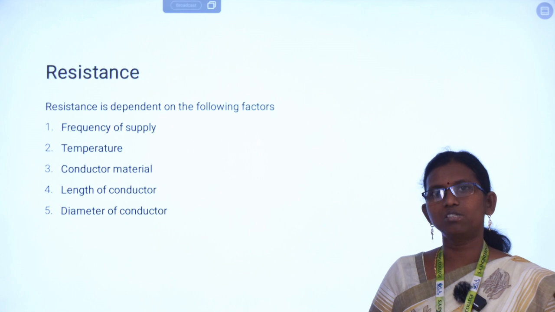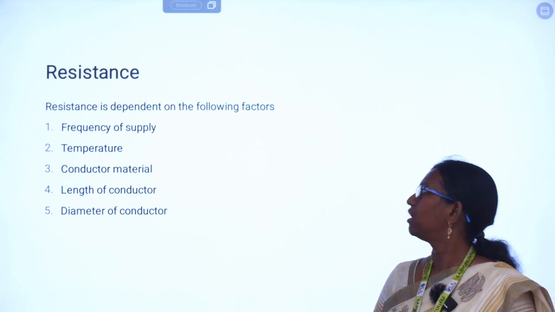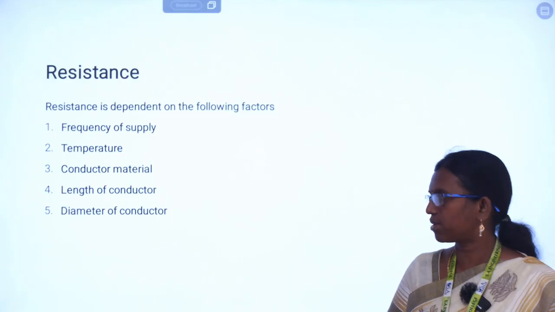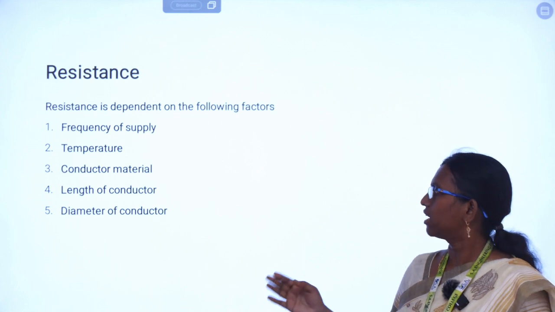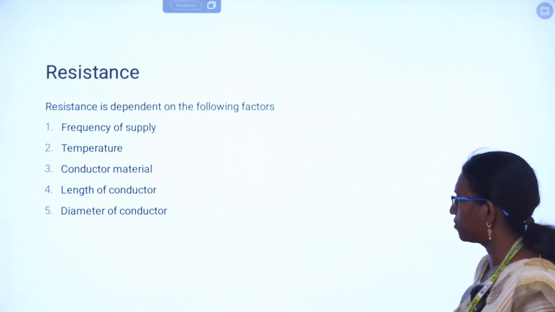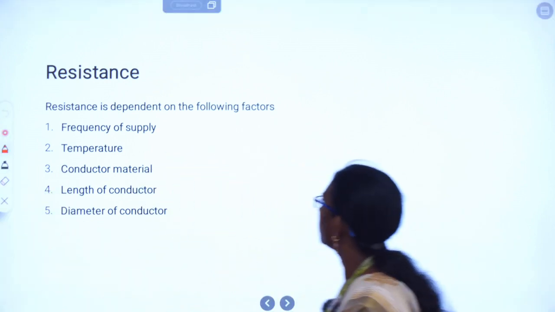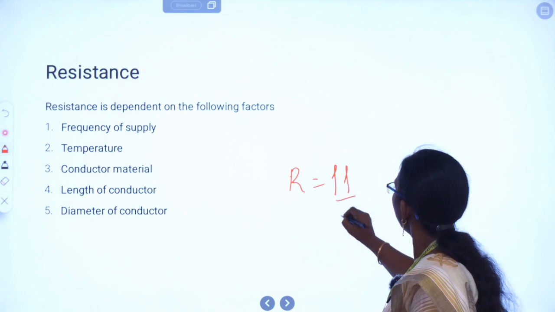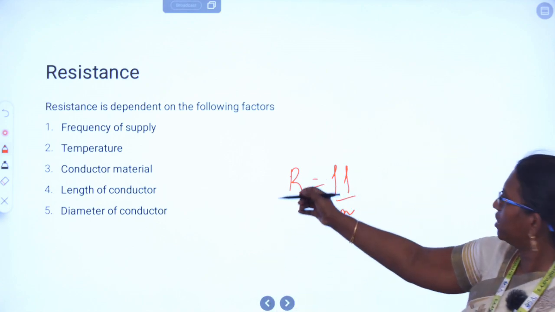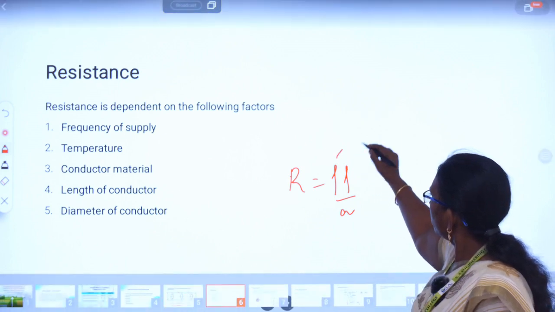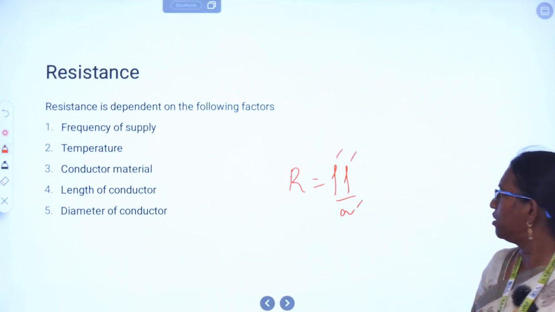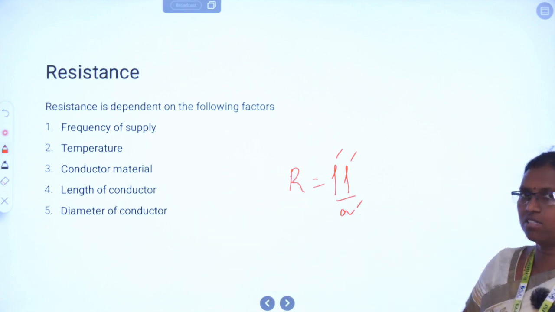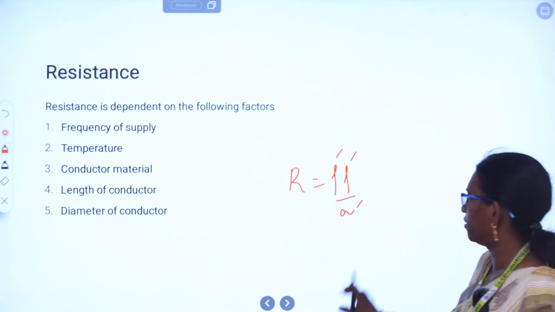Resistance, we all know, is nothing but the opposition to the flow of current. This resistance depends on different parameters like the frequency of supply, the temperature, the conductor material, the length of the conductor and the diameter of the conductor. We all know R is equal to rho L by A. So based on this, we have three parameters: the resistivity, the length and the area. These are the three main parameters which decide the resistance. Apart from that, the frequency of supply and the temperature also decide the resistance of any material.